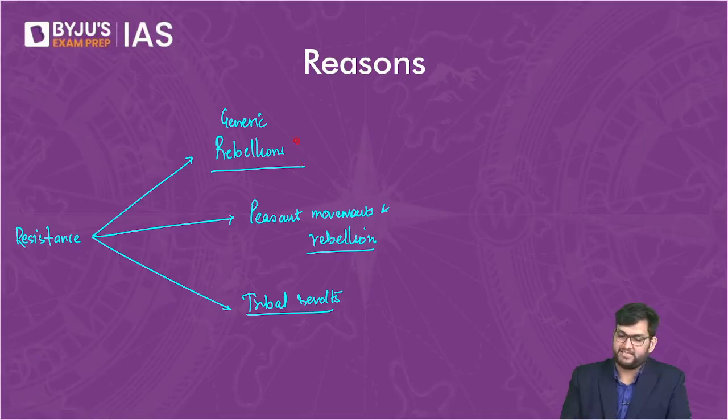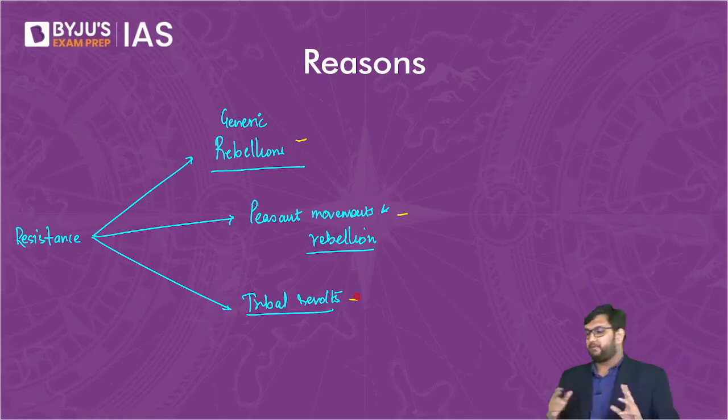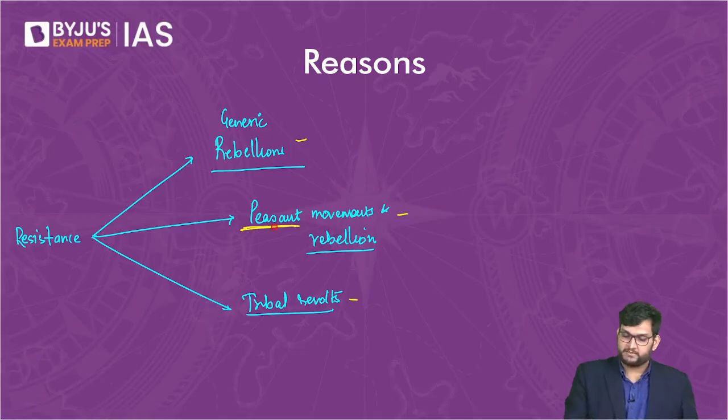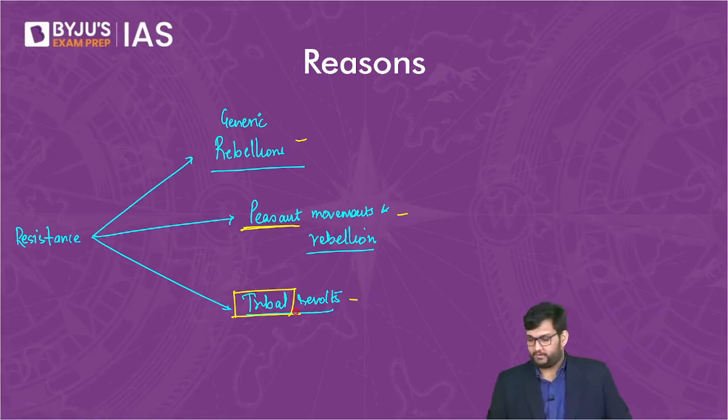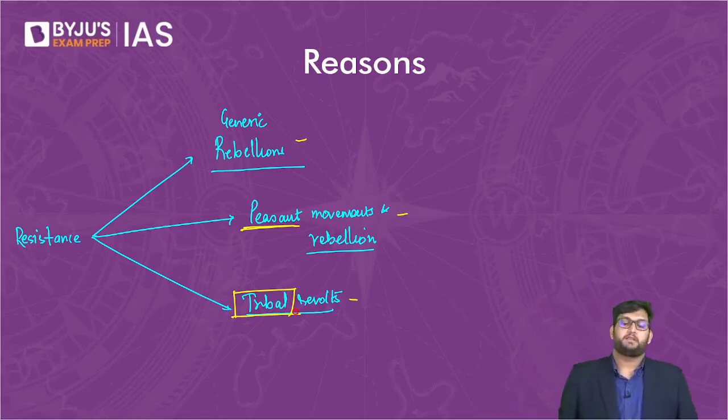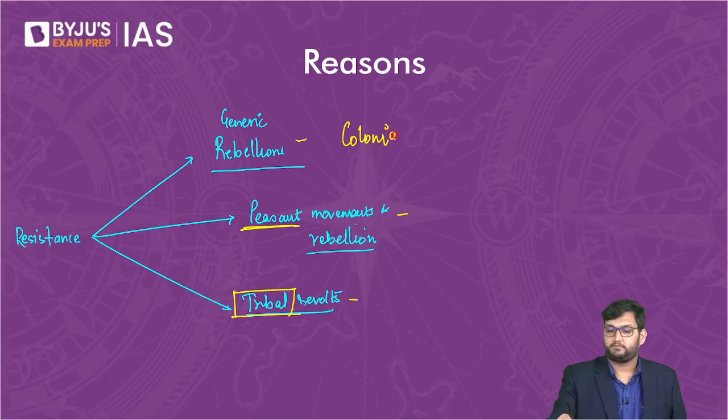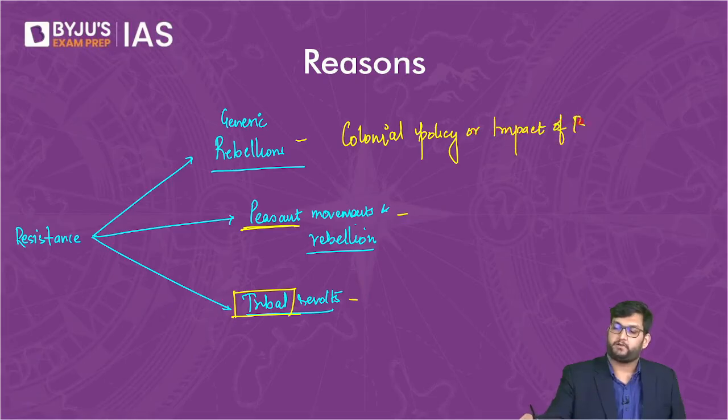What do I mean by generic? Generic means that they are not peasants, it's generic, meaning it can be anybody. This is specific peasant, this is specific tribal. Now, if we look at the reasons, here it was basically colonial policy or the impact of British policy.